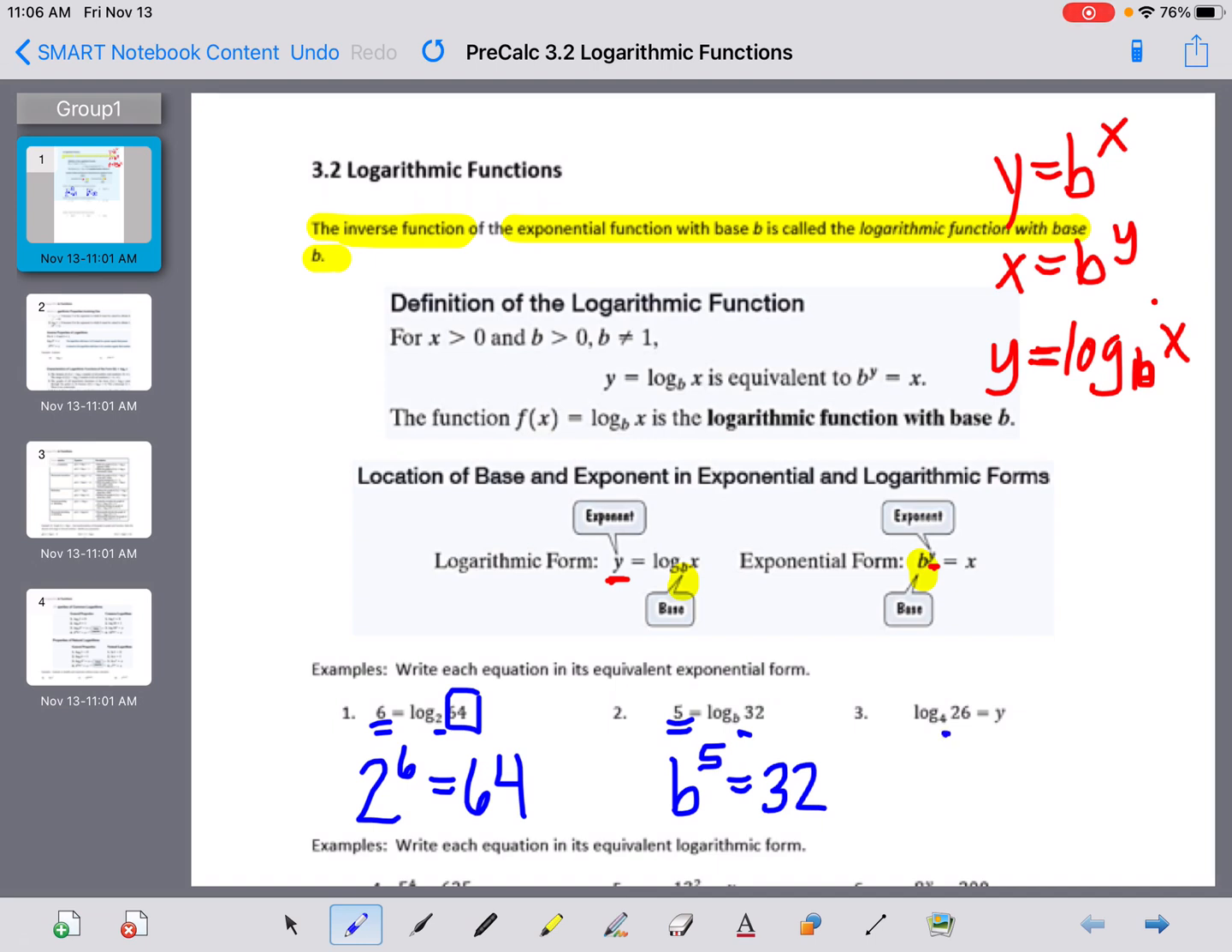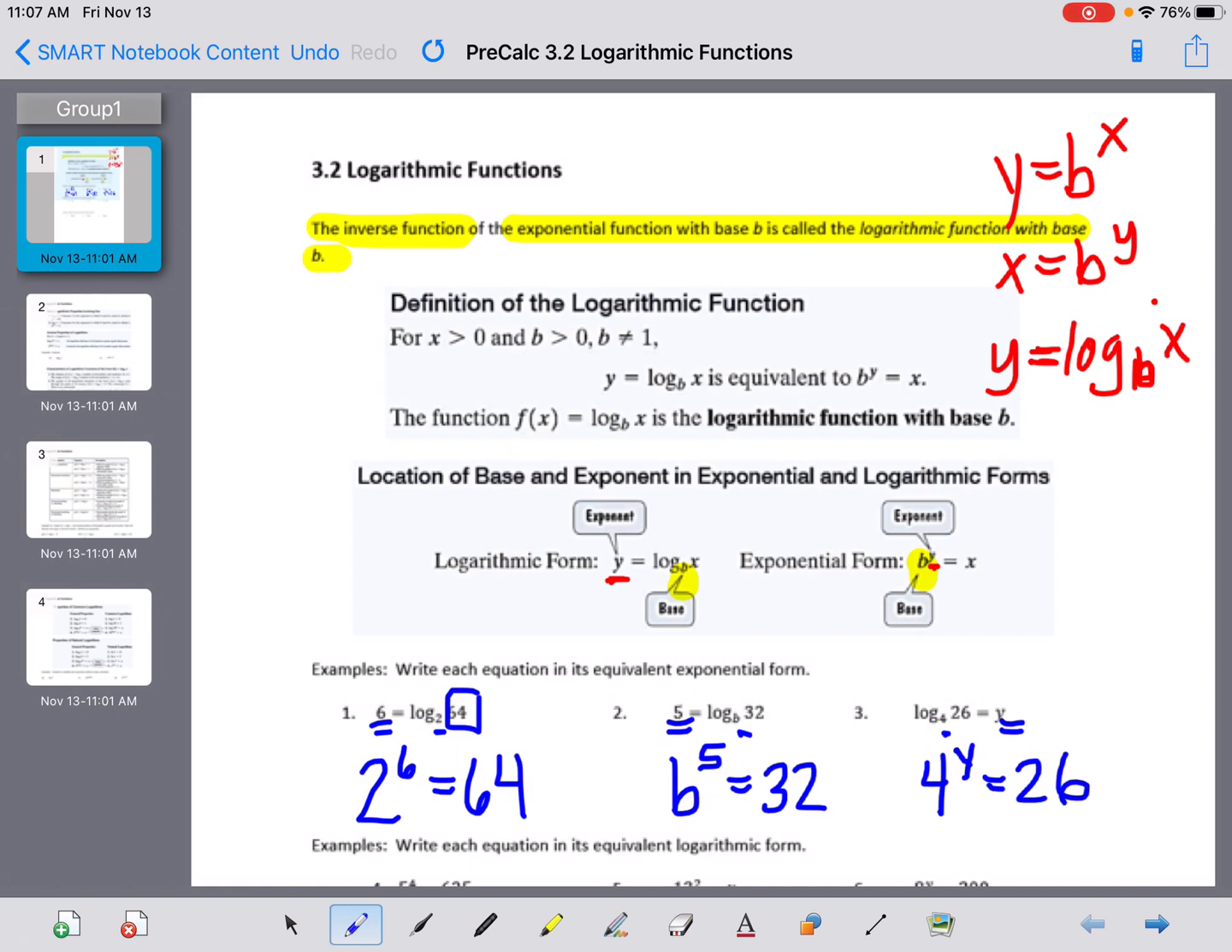Go to the little base, and that becomes your big base. Always what's behind the equal sign is your exponent. So 4 to the y equals 26. Now I'm going to be honest, I don't know how to solve that one. I would have been better off leaving it in the log form to solve it. And eventually through this chapter, we will learn how to solve log base 4 of 26 using our calculator.